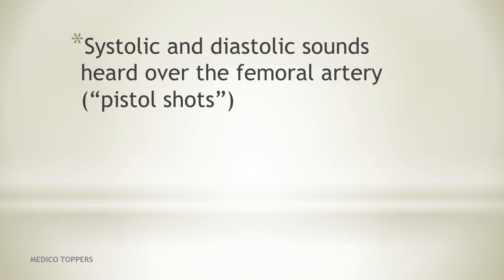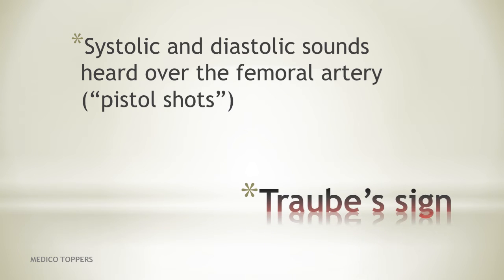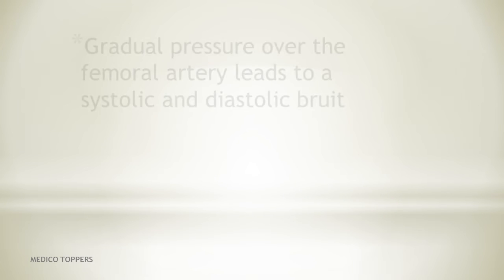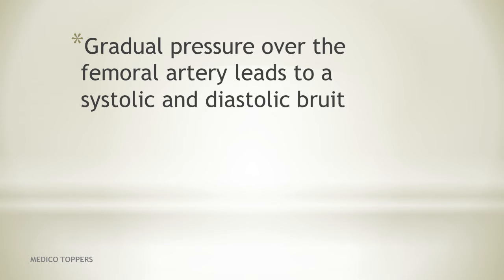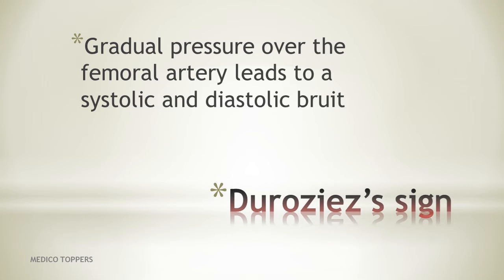Next, systolic and diastolic sounds heard over the femoral artery, which is called pistol shot femoral arteries, and the name is Traube sign. Don't confuse this with Traube space. Gradual pressure over the femoral artery leads to a systolic and diastolic bruit. So here the sign name is Duroziez sign.